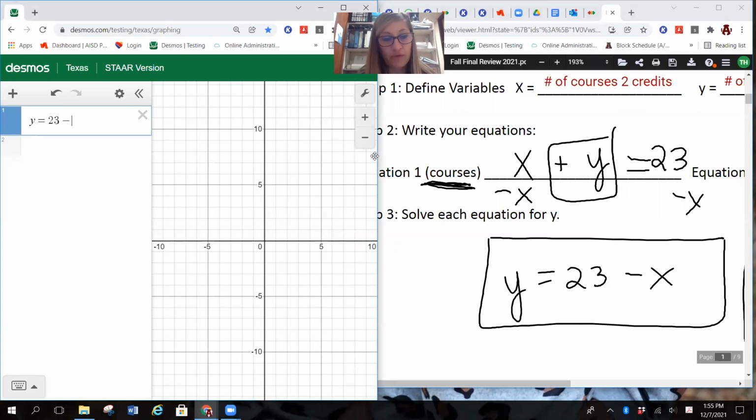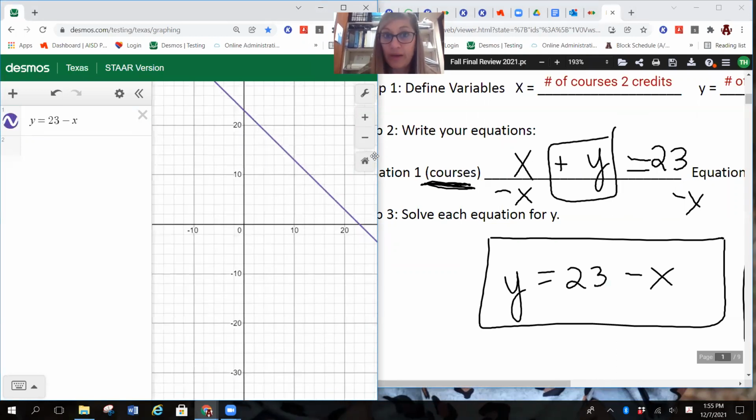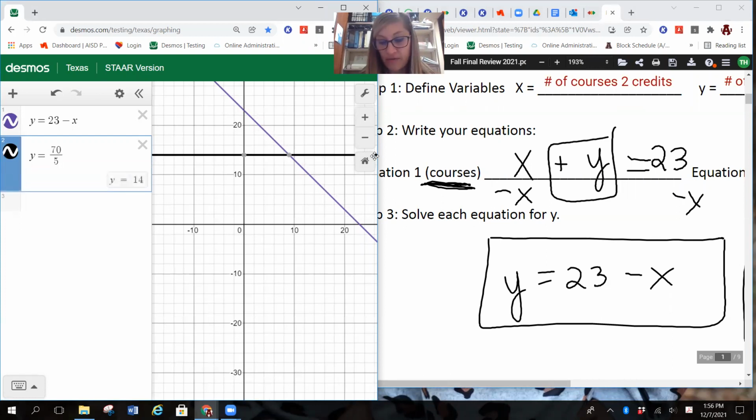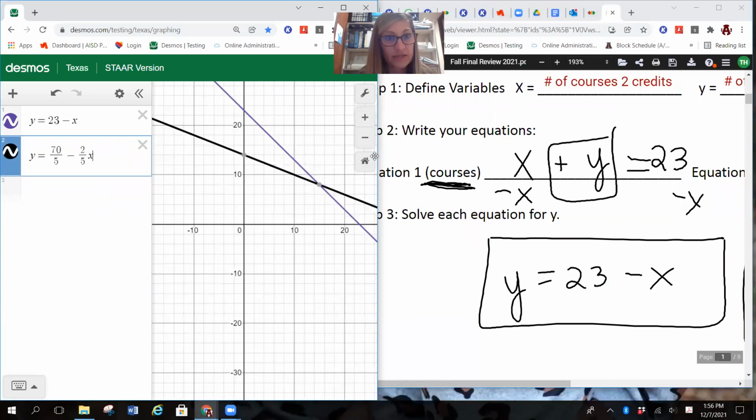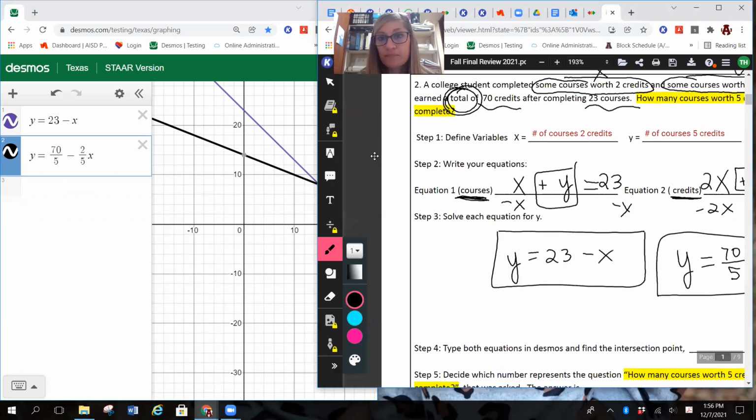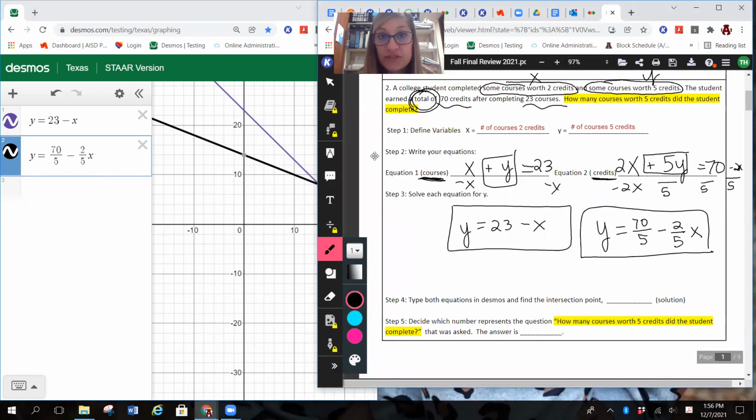Y equals 23 minus x. Can't see it, zoom out. Y equals 70 divided by 5 minus 2 divided by 5 with an x. Okay? How many courses did we take that were worth 5 credits?